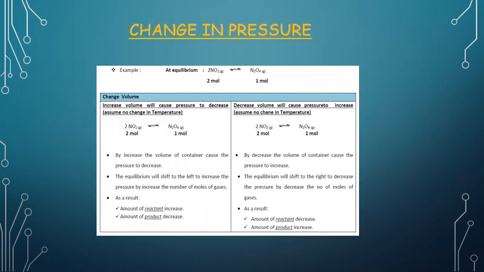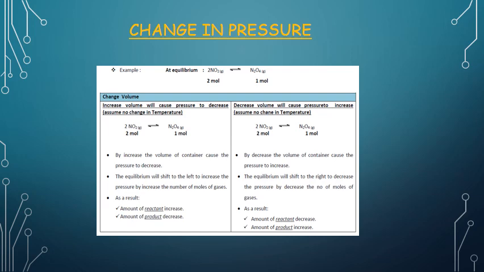So, what happens when we have changes in pressure? It is shown here at equilibrium. Nitrogen dioxide will produce N2O4, and from N2O4 the reaction can reverse back in the opposite direction to produce NO2 again. For NO2, the amount is 2 mol. For N2O4, the amount is 1 mol.